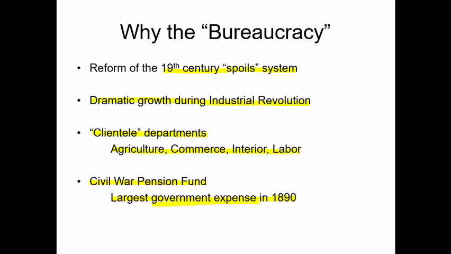So we start to see the bureaucracy start to form as a result of this growing economy, and the desire to clean it up and to create a system where government officials are appointed on the basis of their qualifications and maintain that job based on their expertise.